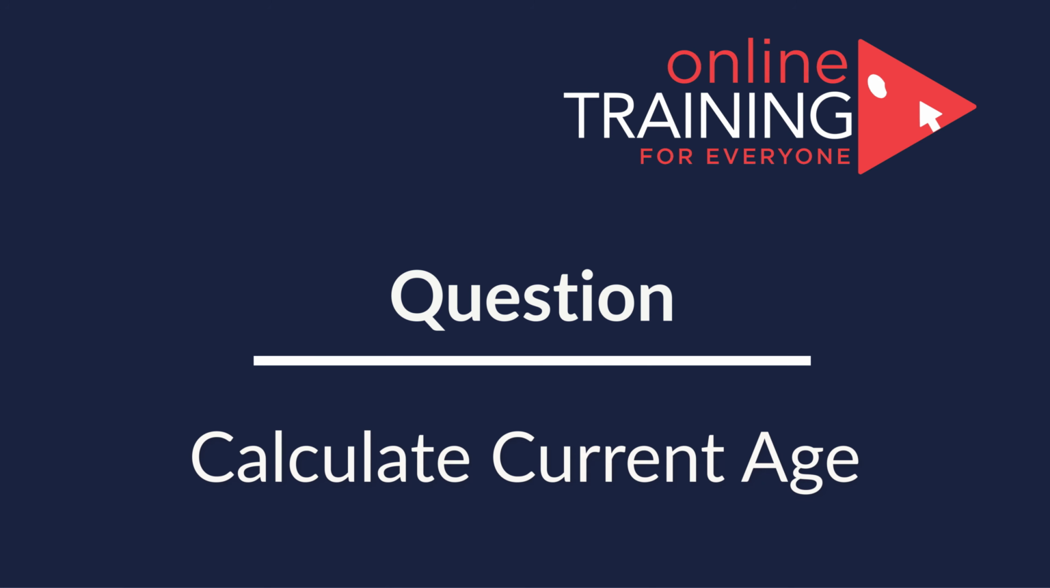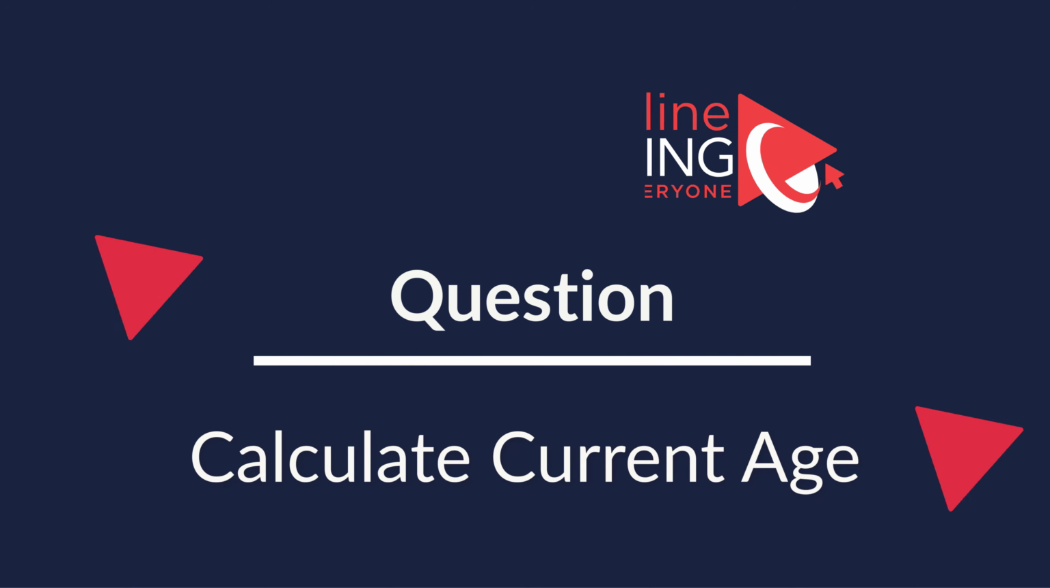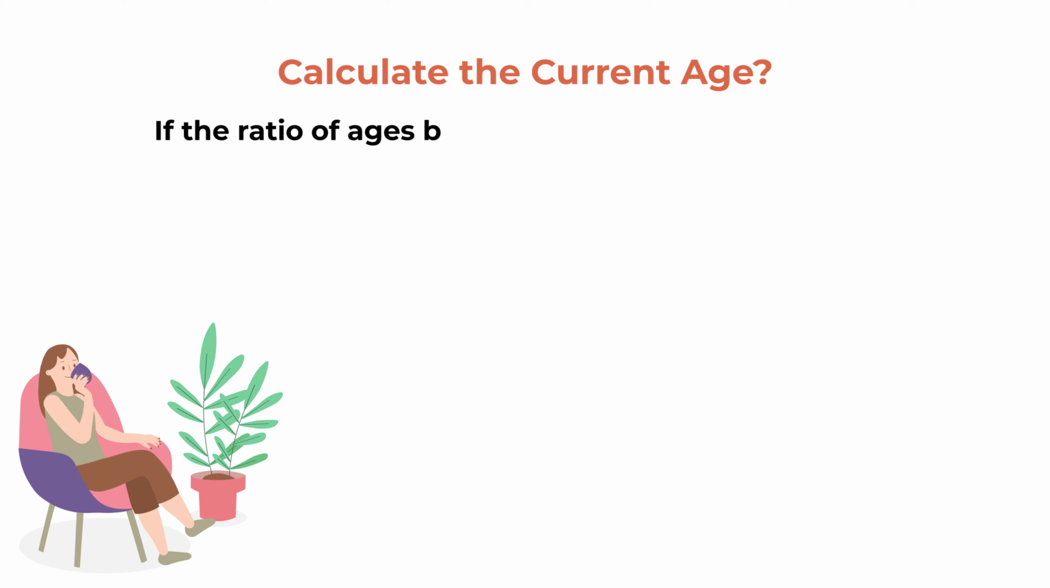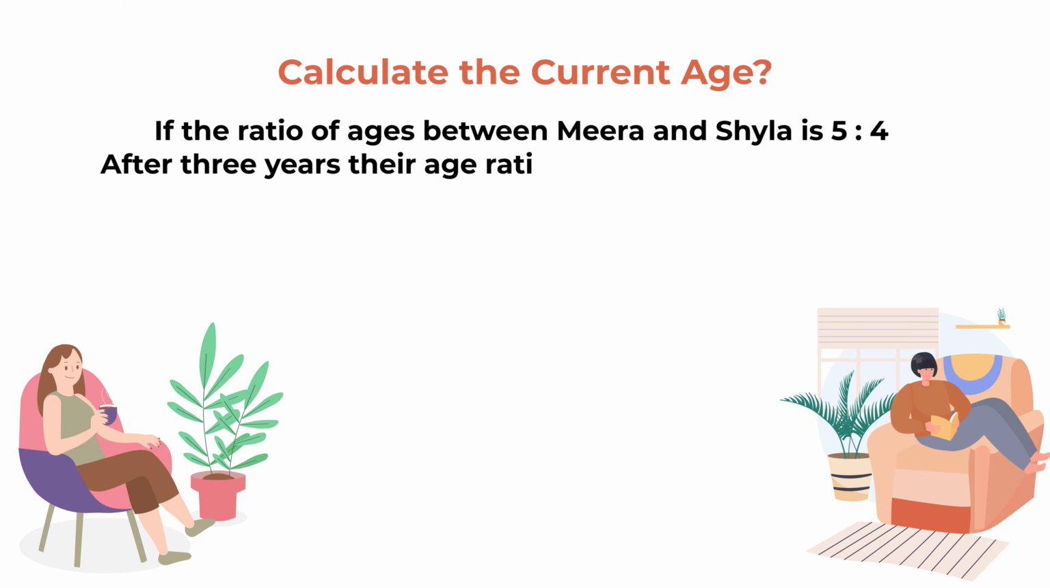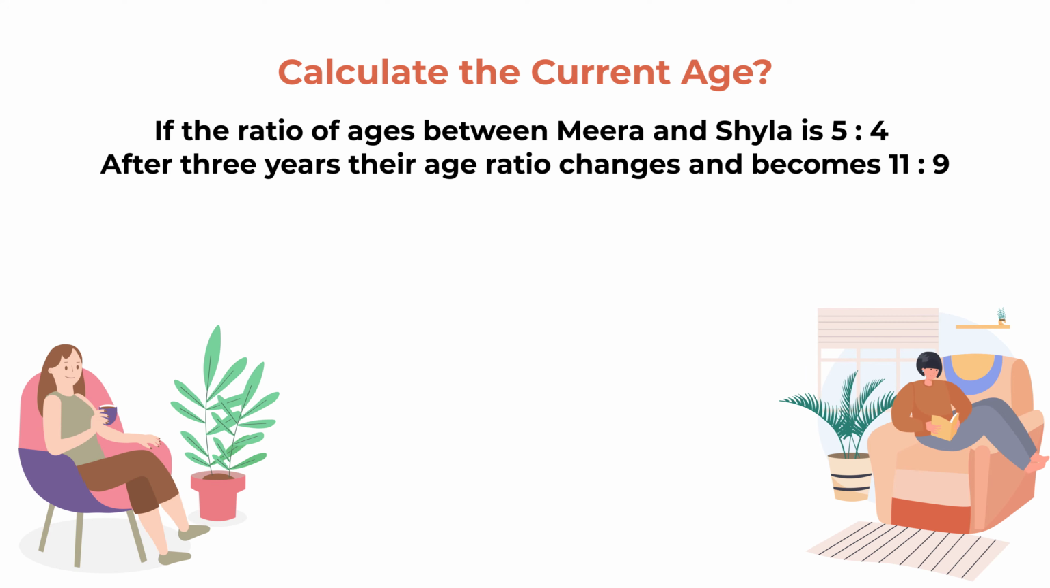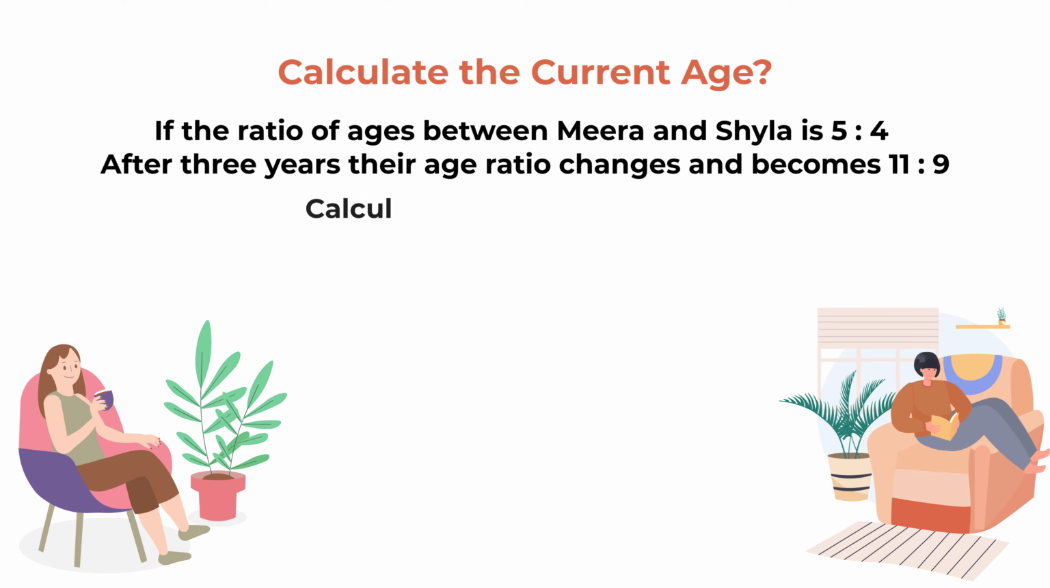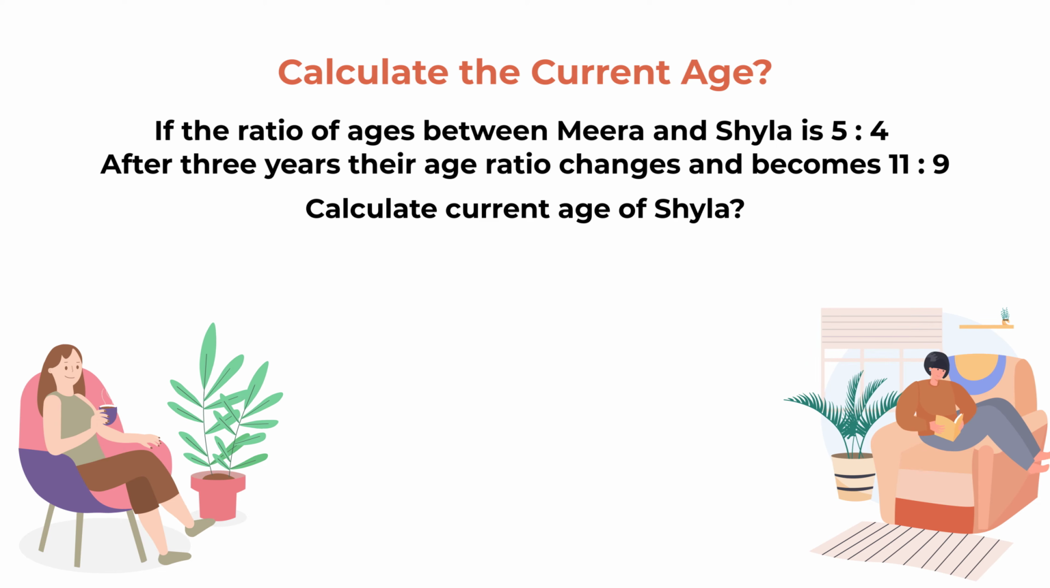Here's the question, which seems easy but has some tricky elements to it. You need to calculate the current age of Shyla. If the ratio of ages between Mira and Shyla is 5 to 4, after 3 years, their age ratio changes and becomes 11 to 9. You need to calculate the current age of Shyla. And you have 4 different choices.